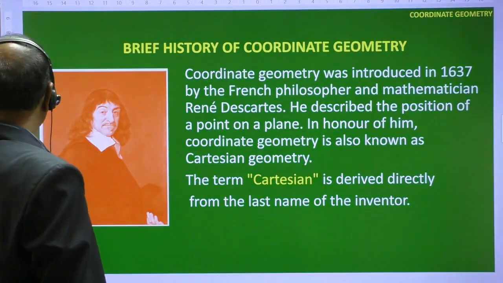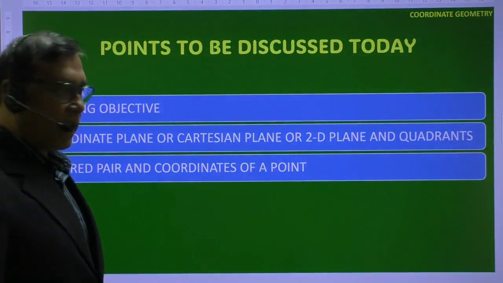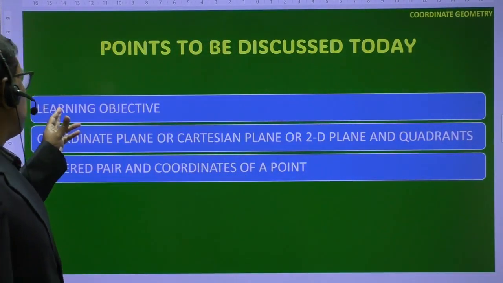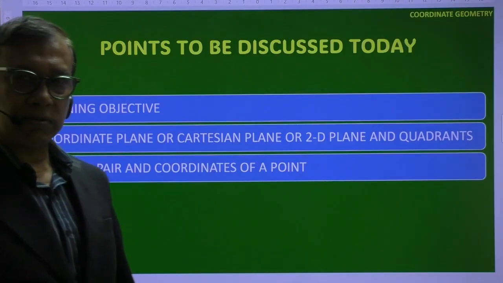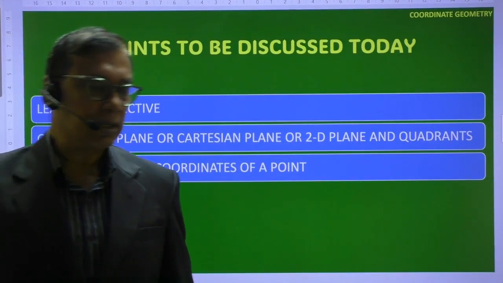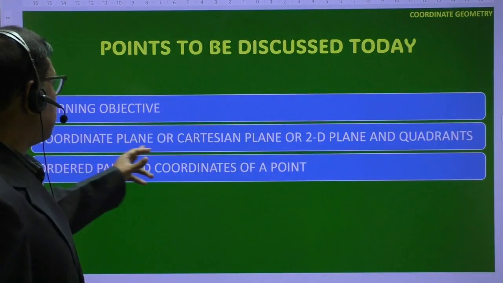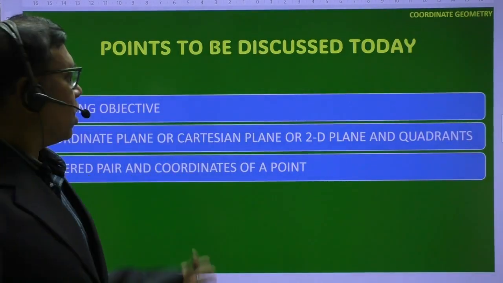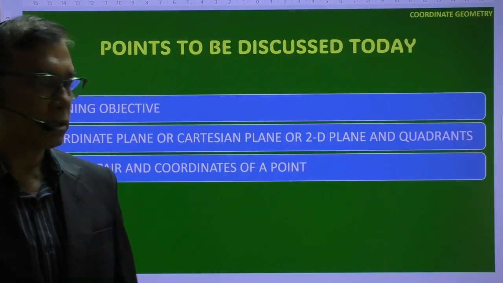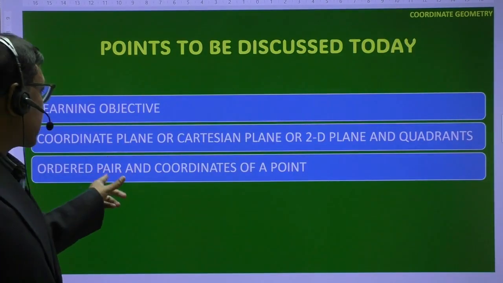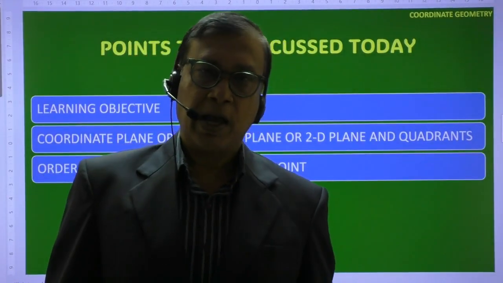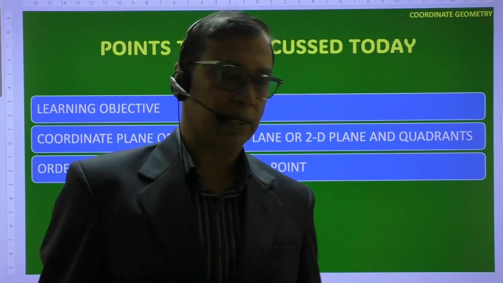Now, today I am going to discuss these points. First point is learning objective, that means why we learn this topic. Second point, coordinate plane or Cartesian plane or 2D plane, two-dimensional plane, and quadrants. And third point is ordered pair and coordinates of a point. So these 3 points I will discuss one by one.